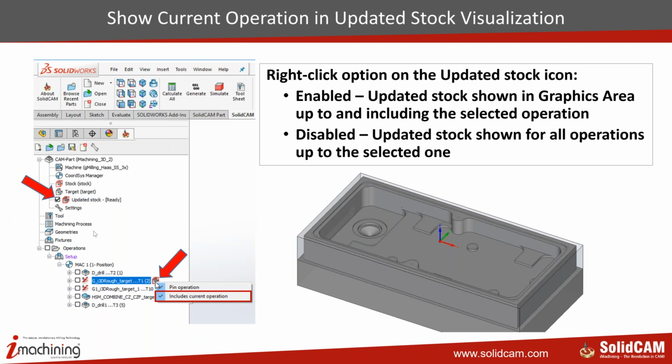So this is the same thing. You can just select the updated stock icon in the CAM tree, and drag and drop it exactly on the strategy or the toolpath where you want to see the updated stock condition. Immediately it shows the preview in the graphics area.